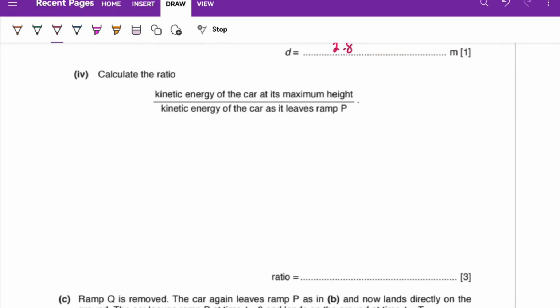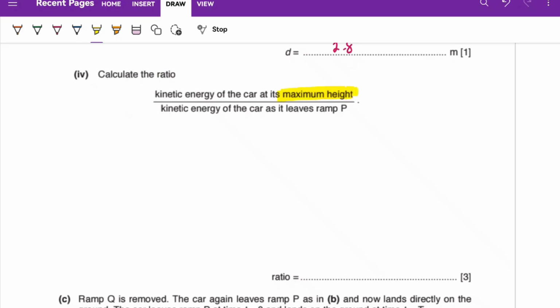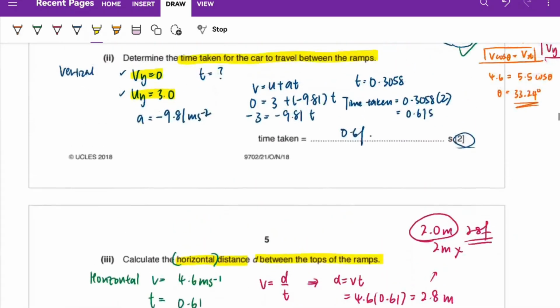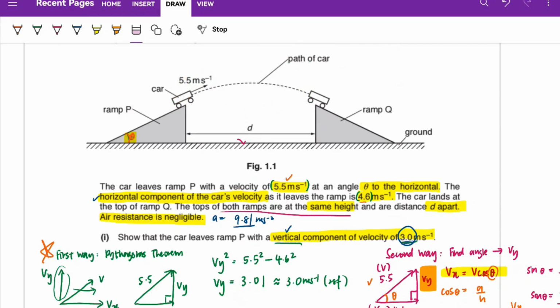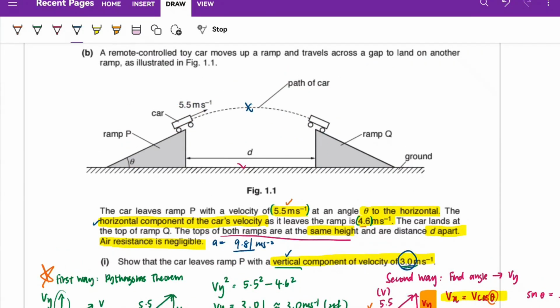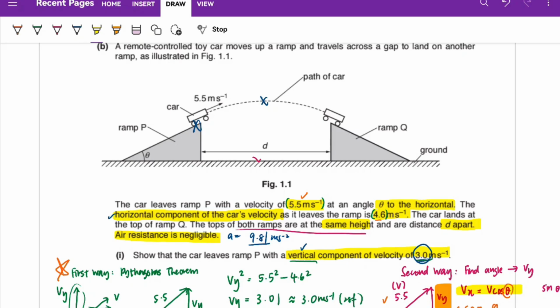Okay. Moving on to the fourth part. Calculate the ratio of the kinetic energy of the car at its maximum height and the kinetic energy of the car as it leaves the ramp P. Okay. At its maximum height is here. I'm going to erase the others so that we can see it clearly. The one at this point and as it leaves the ramp. As it leaves the ramp, this is your velocity. Okay, so no problem.